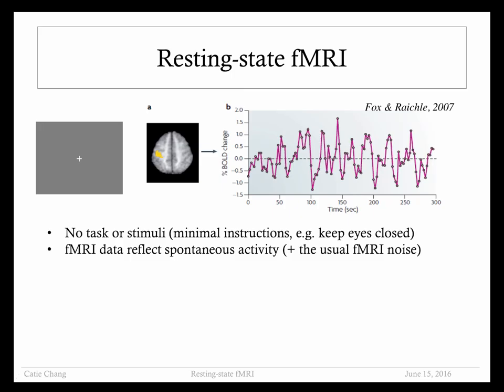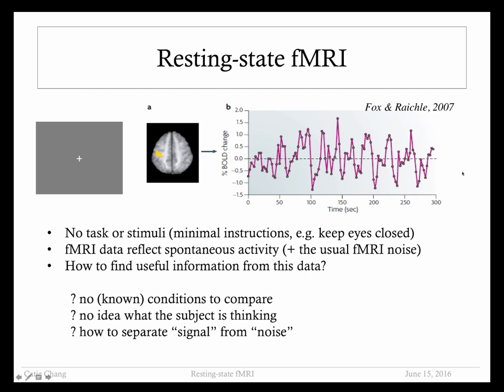But now we have to think about how we're actually going to go and find useful information in this kind of data. And this might not seem so obvious. Just to foreshadow a few of the challenges, one is that we don't have specific conditions to compare the activity between, like we do with a task. We also don't know what the subject is actually thinking or feeling across the scan. And the term resting state is kind of a misnomer. We just know it means that they're lying in the scanner, but otherwise unconstrained.